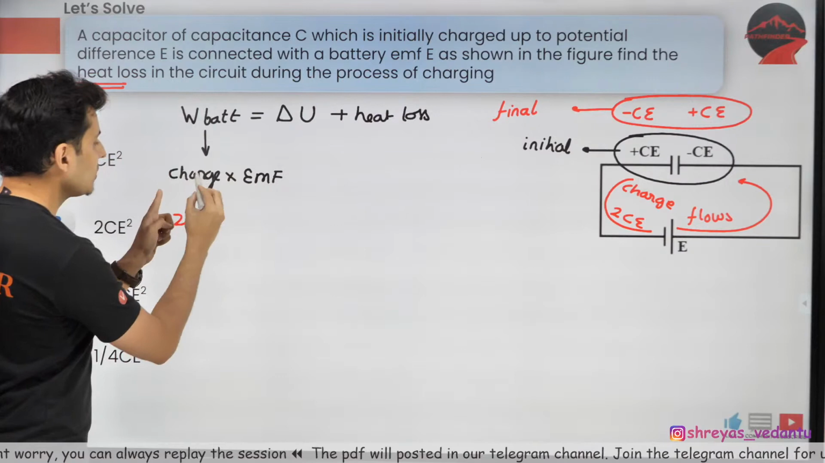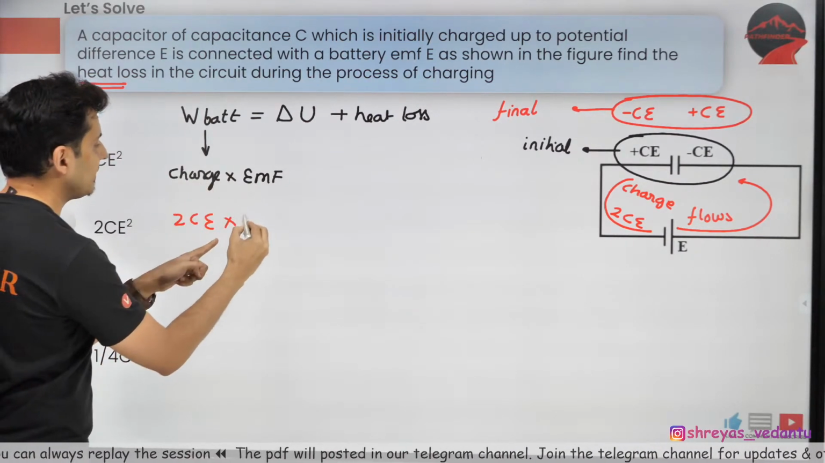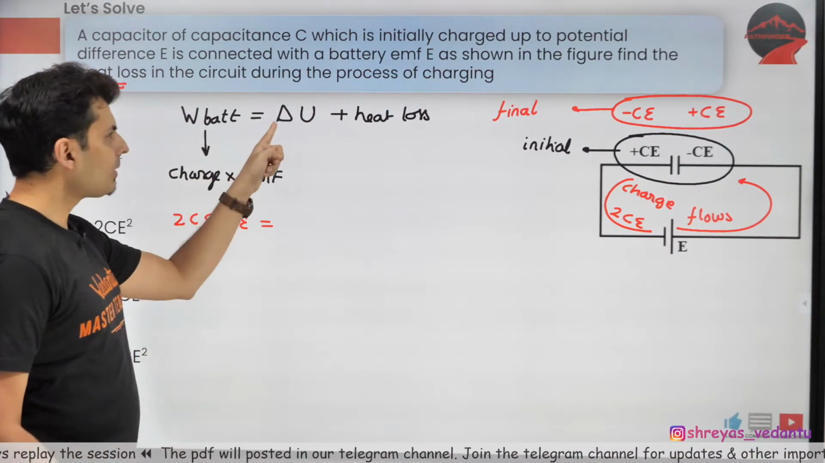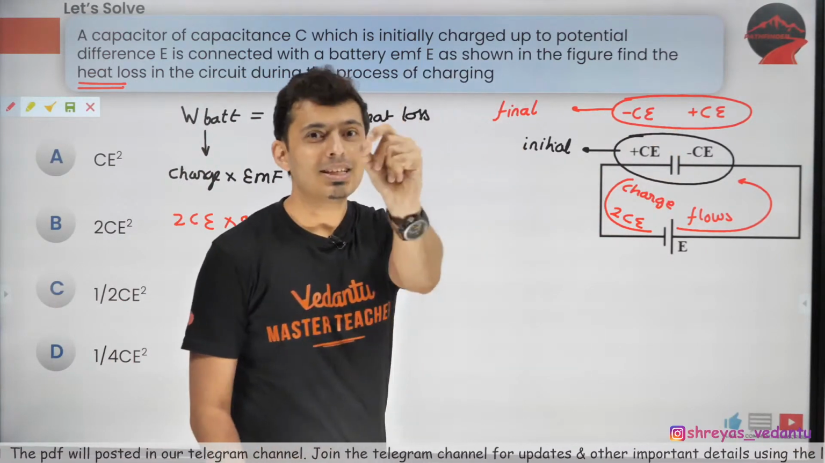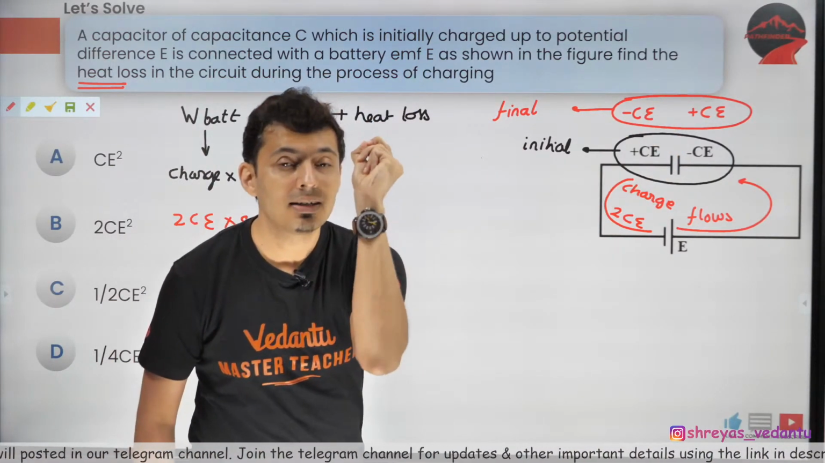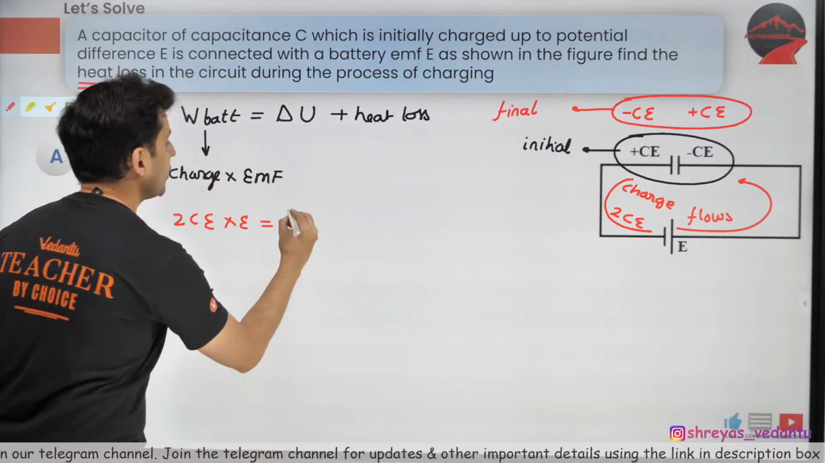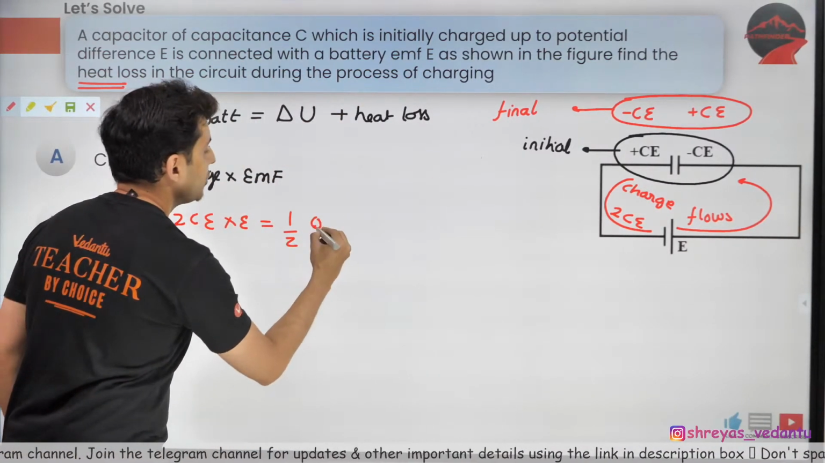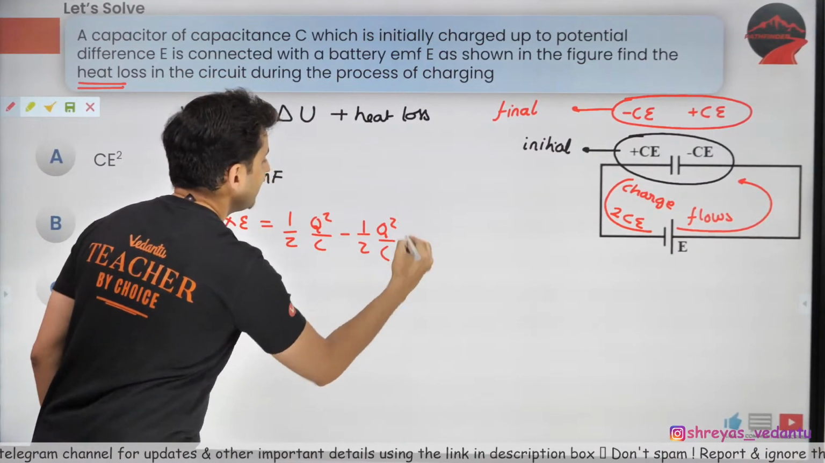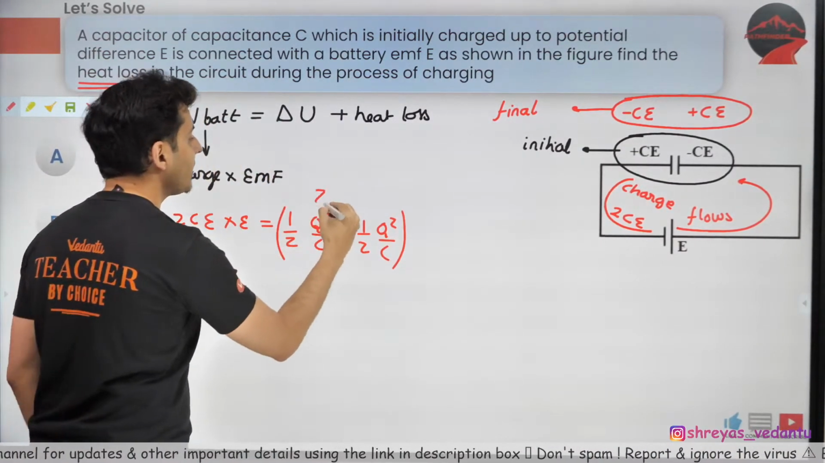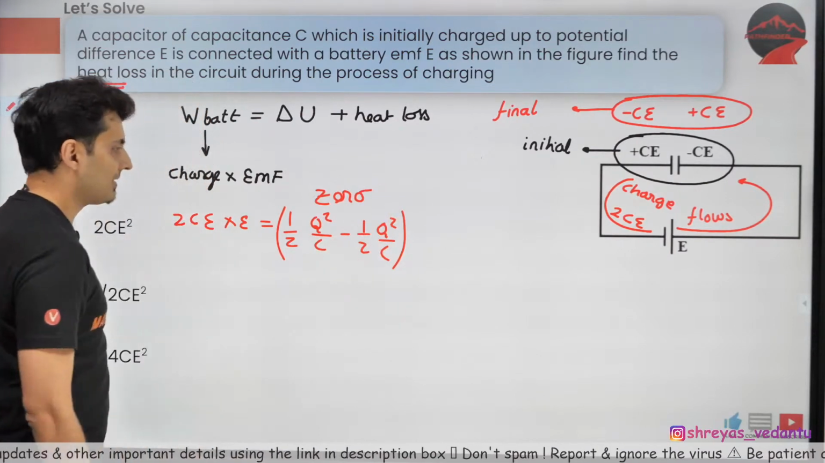Okay, so 2CE is the charge times the EMF, E is equal to... The interesting thing is the magnitude of the charge is the same. So the difference of delta U, even if you write it as half Q square by C minus half Q square by C, this difference will be 0. I hope you understand this.